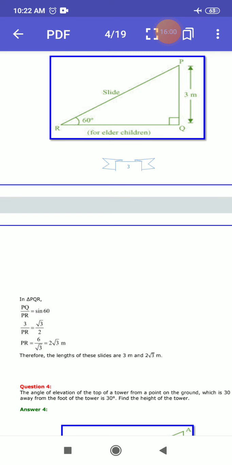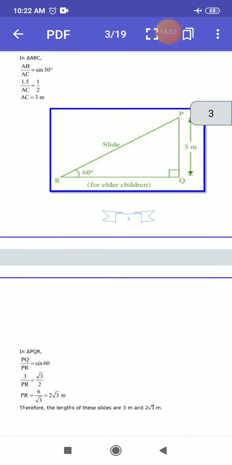Okay, so in this way you have to solve these questions, and you have to write these questions in your notebook, and try another question that is given in your books, so that your concept is clear and strong for your exam.